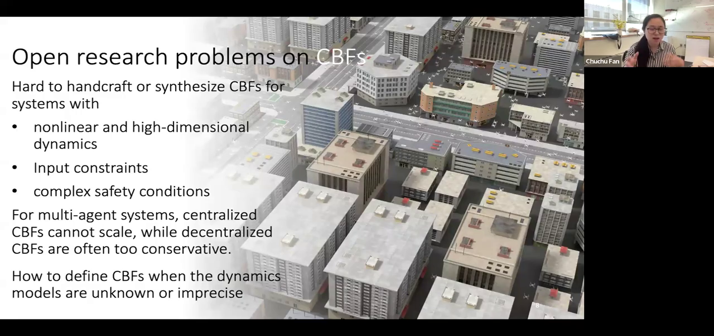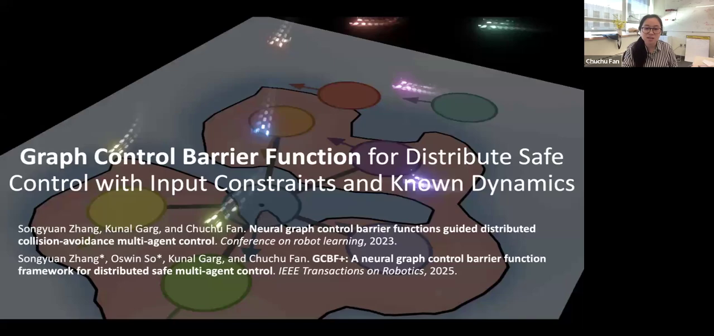So I plan to tell you a few recent developments that look at these different challenges by proposing a new CBF format for multi-agent systems that can scale and that is not conservative, and it will consider the input constraints and can be used for complex safety conditions. And lastly, if we do not have the model information, how to define a CBF and how to blend that CBF into the reinforcement learning process. So with that, I'd like to go to the first part: graph control barrier function for distributed safe control with input constraints and known dynamics.